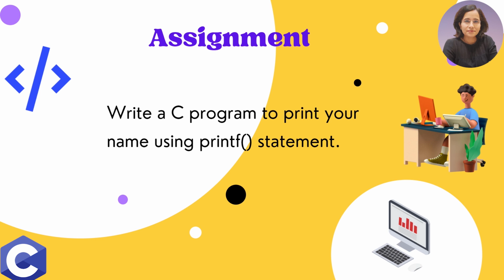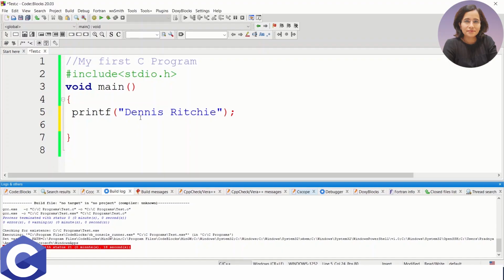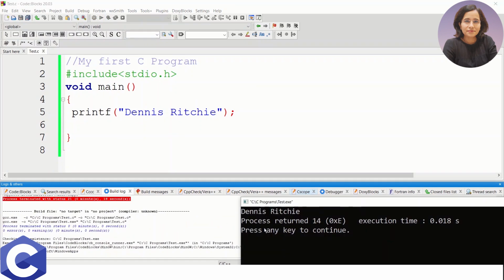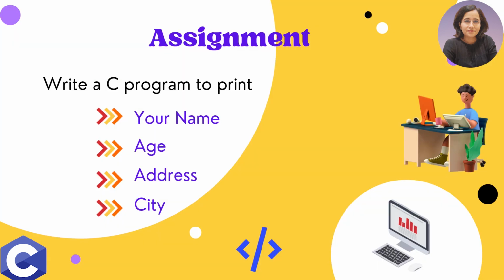Now I have an assignment for you. Pause the video and try to write your name using a printf statement. Let's check how you can print your name using a printf statement. So I have written Dennis Ritchie because I should give credit to him as he developed the C language. So let's click on build and run to check the output. You can see here we are getting the message. Now you can even print your other details using the printf statement, and you can add \n so that the other details will get printed on a new line.